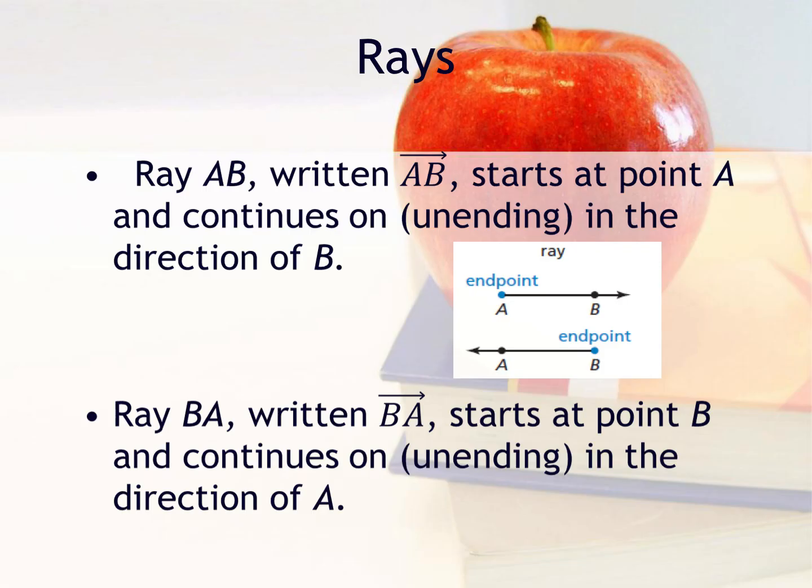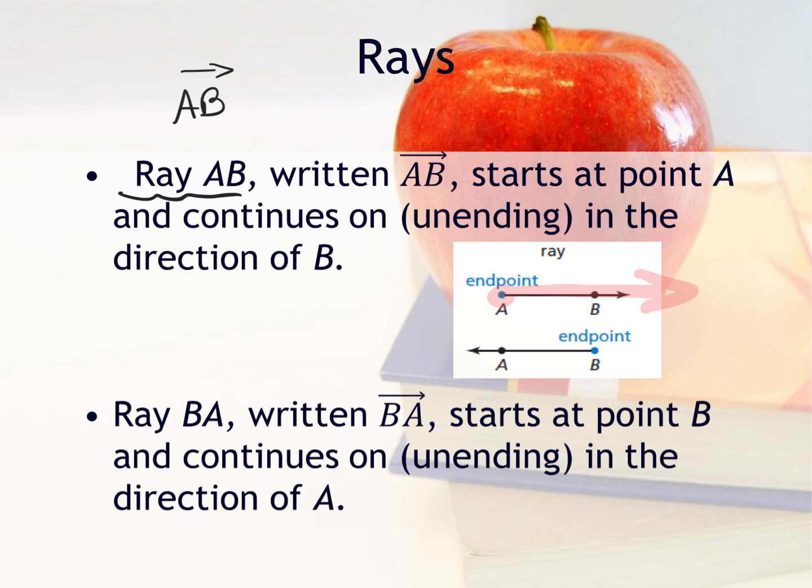All right, rays. Now, you can name a ray by just writing the word ray and then the 2 points, or you can write the capital letters, the 2 points, with a picture of a ray on top. However, this time, the order matters. So the first letter you see is the starting point, and then it's going to continue on unending in the direction of the second letter. So for example, ray AB is this picture here. It starts at A, and then it continues in the direction of B forever.